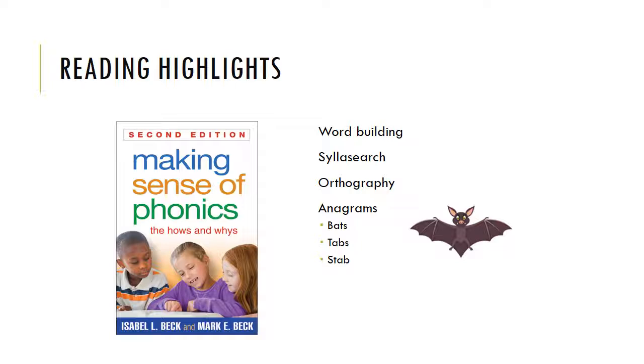And I noticed that at the beginning of our PowerPoint, we had a picture of a bat, and we had bat or bats. And when you look at those 4 letters, you can make 3 words out of that. And so that's an example of an anagram activity.